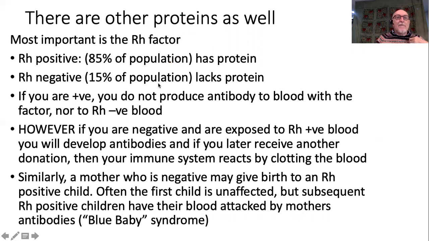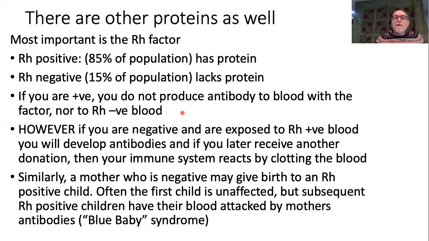85% of the population have it. But the people we're really interested in are the RH negative population. They are only 15%, and their blood cells lack this protein. They are absolutely fine as long as they are never exposed to RH positive blood. If we are positive, you don't produce any antibody to them, and it doesn't matter. You can receive blood from an RH negative person or from an RH positive person, makes no difference.